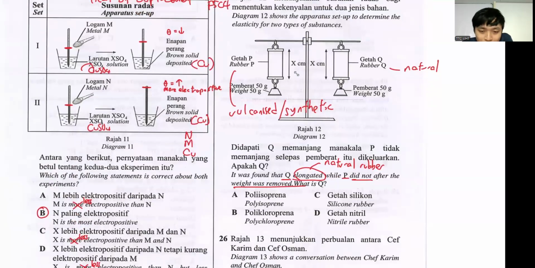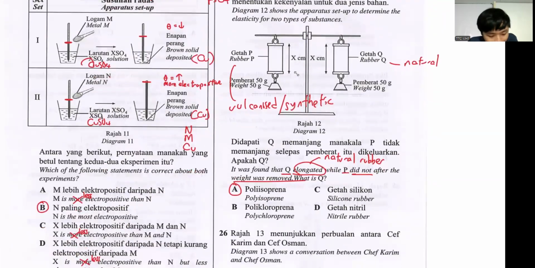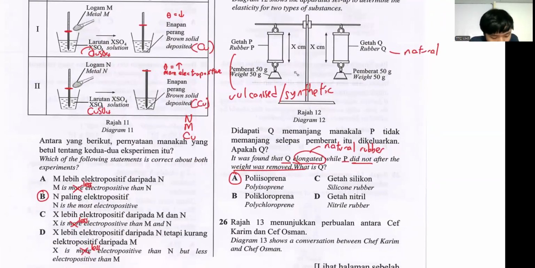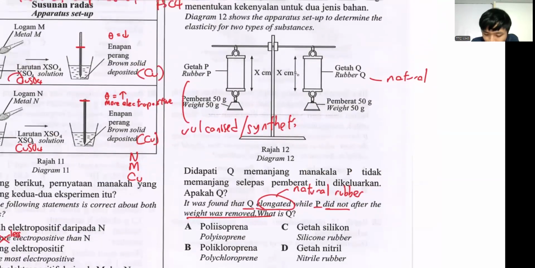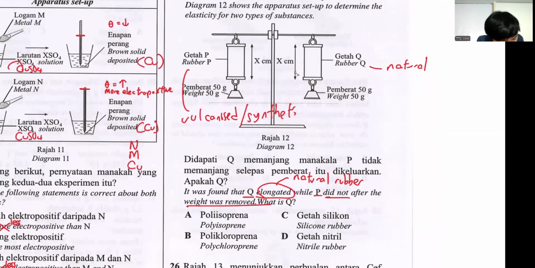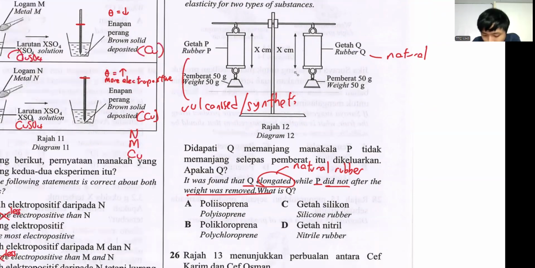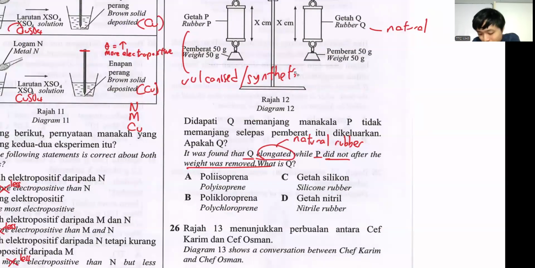Very easy. Okay, so polyisoprene, correct. Answer is A. Sorry, it's not polyisoprene. Wait, let me find a bit. Wait, the answer is a bit funny. Okay, so of course it's not C, it's not D. C is synthetic.